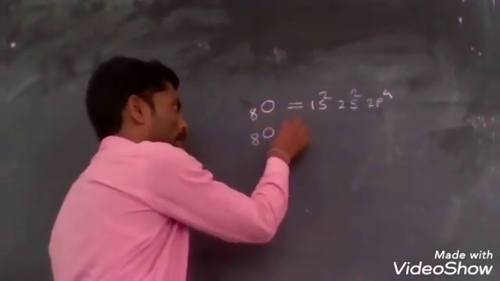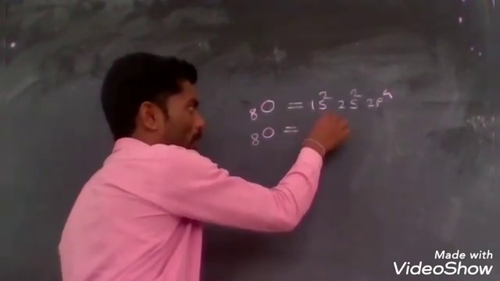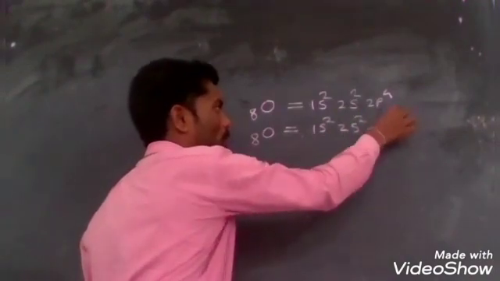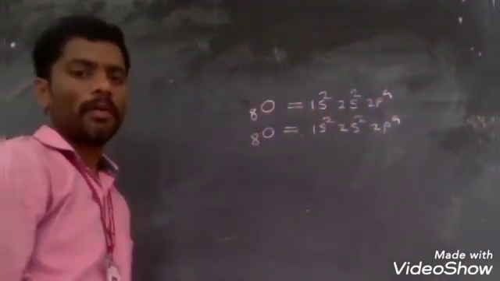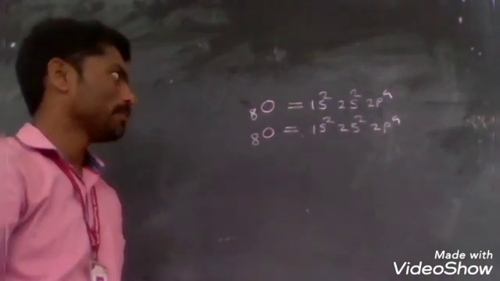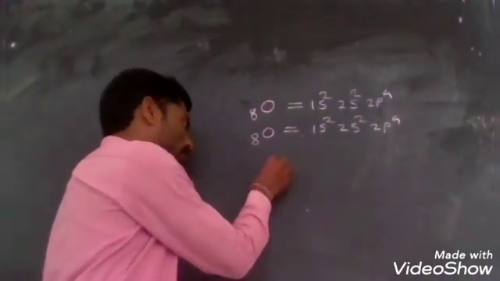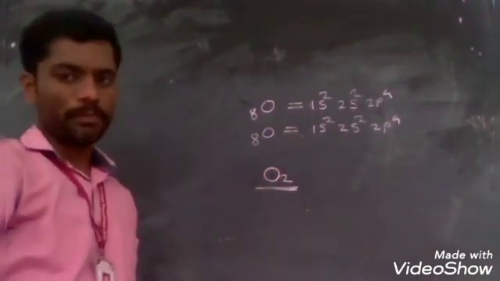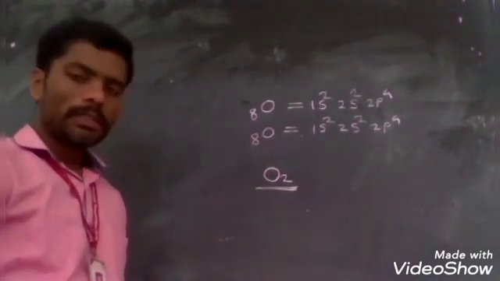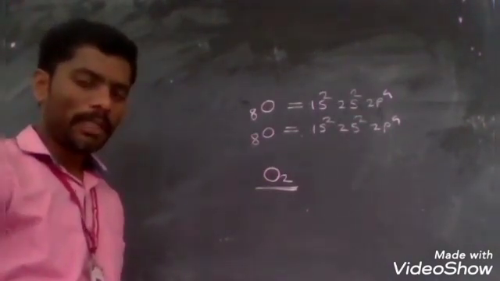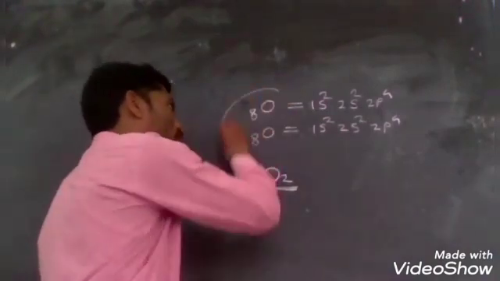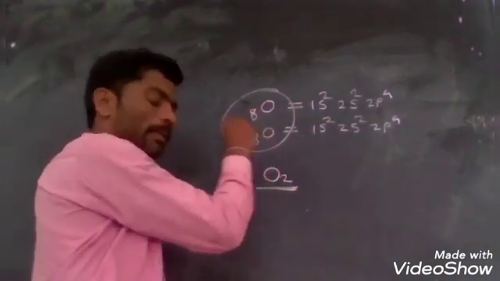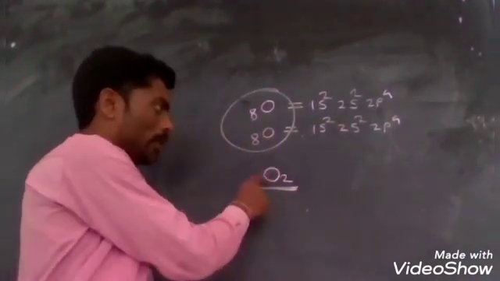Another oxygen, atomic number 8, also has the same electronic configuration: 1s2, 2s2 and 2p4. The oxygen molecule has the formula O2. This oxygen molecule is formed by the combination of these two oxygen atoms. When these two oxygen atoms come together, there is formation of the O2 molecule.